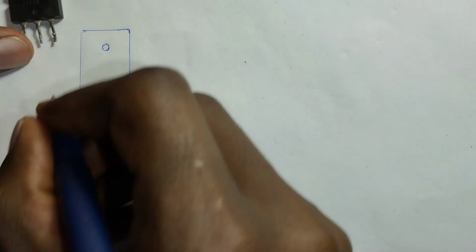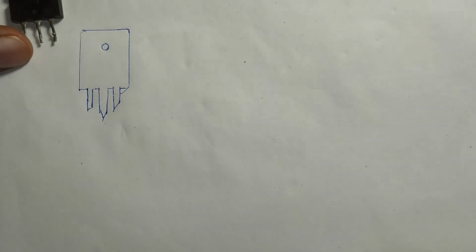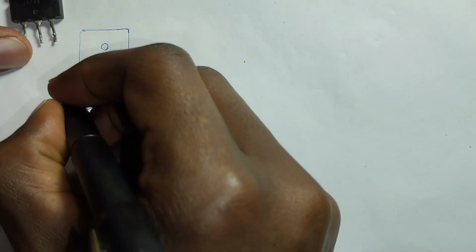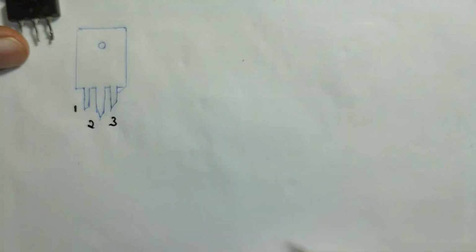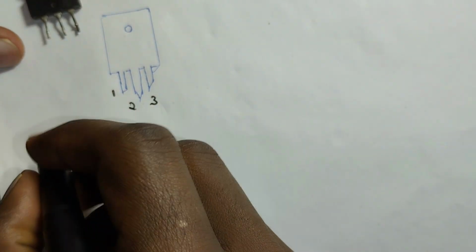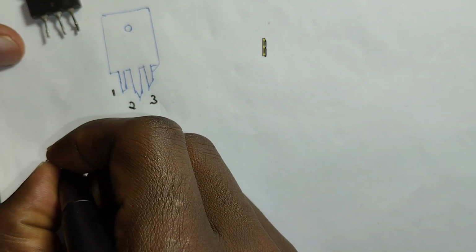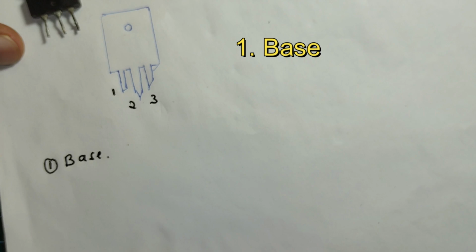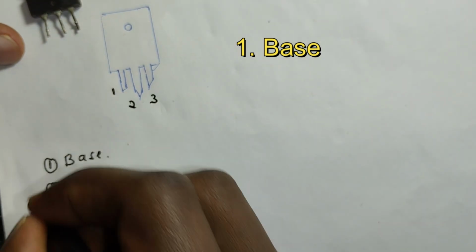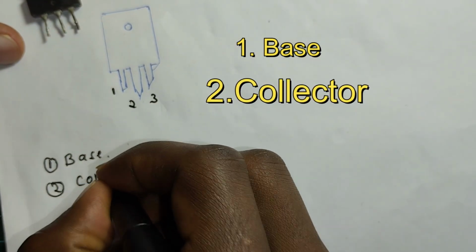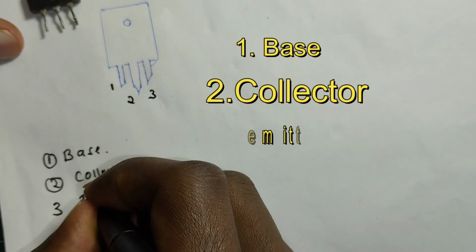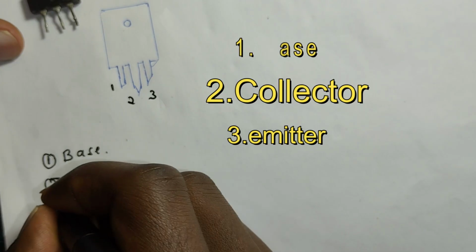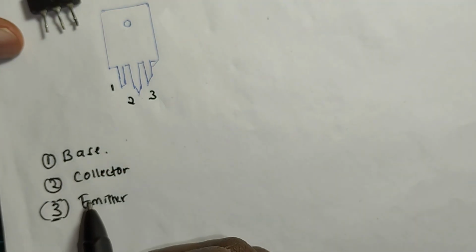So this is how the transistor will look, and you will have your pins numbered 1, 2, and 3. Now when it comes to BJTs, these pins have a name. Pin number 1 is what is known as the base of the transistor. Pin number 2 is the collector of this transistor. Pin number 3 is your emitter, the emitter of the transistor.